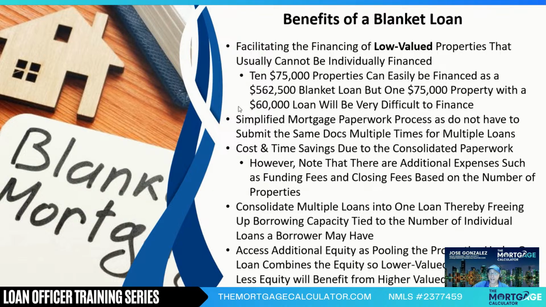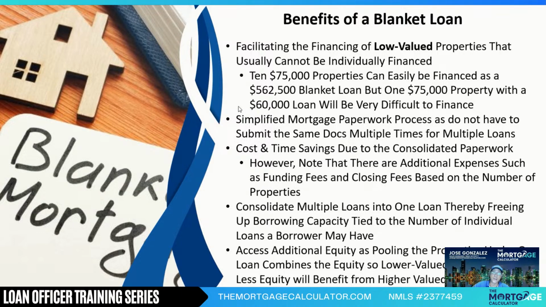So for example, and I've had this example myself with blanket loans that I put together: 10 properties with a $75,000 value can easily be financed as a $562,500 blanket loan at 75% LTV, right? Because we're not meeting the $100,000 threshold per property that would be required for the 80% LTV option, but $75,000 would qualify for the 75% LTV option.